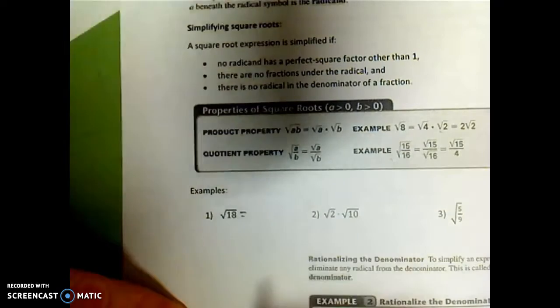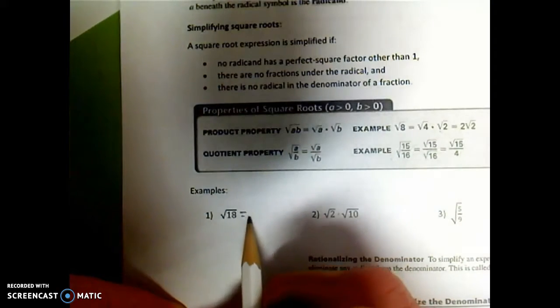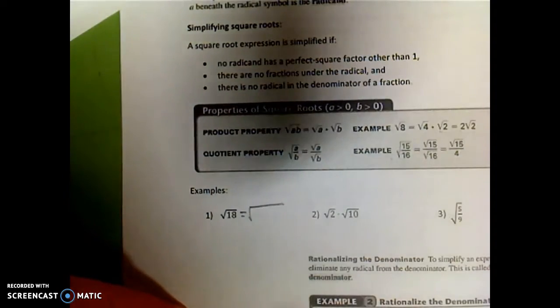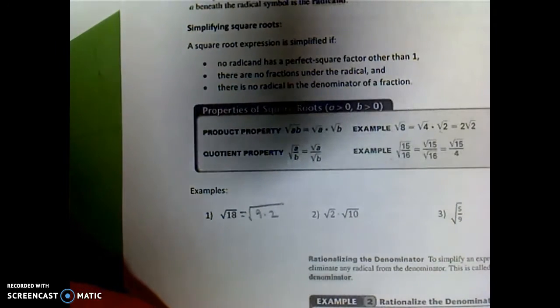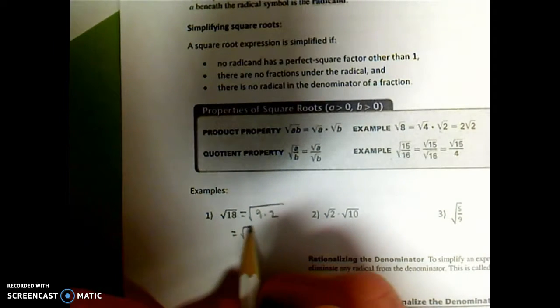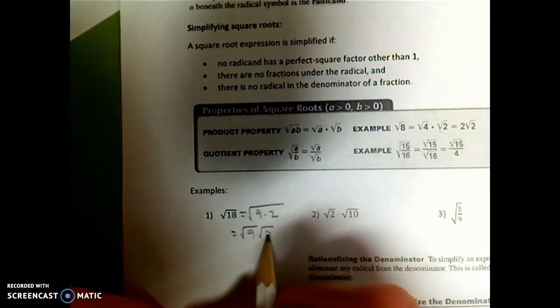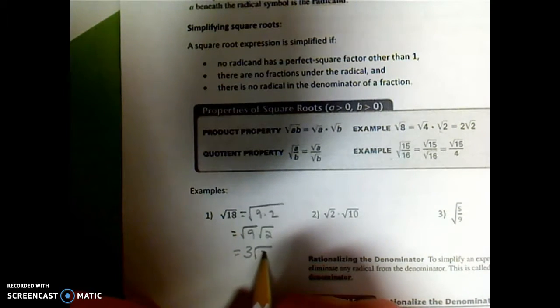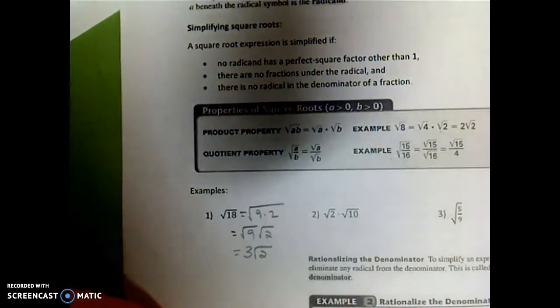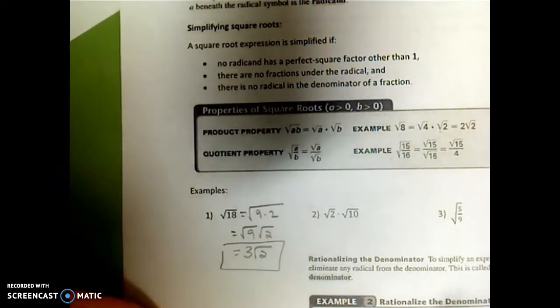Square root 18. Well, I need to come up with two factors of 18. And there are several pairs. I could write 3 times 6, or 9 times 2. I'm going to select 9 times 2 because 9 is a perfect square factor. I can now rewrite this as square root 9 times square root 2. The square root of 9 is 3. So the square root of 18 can be simplified as 3 times the square root of 2.